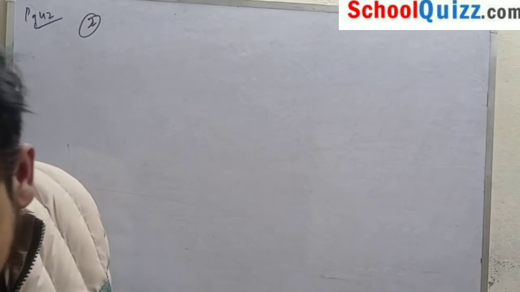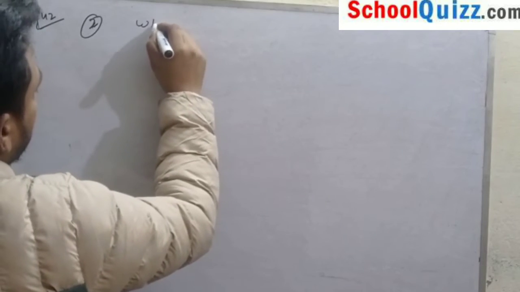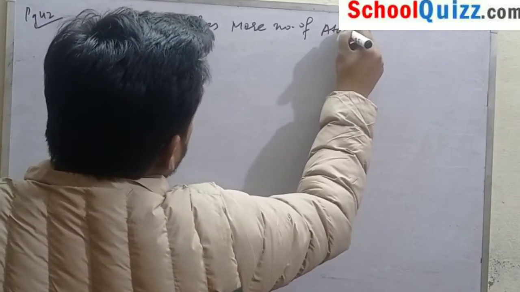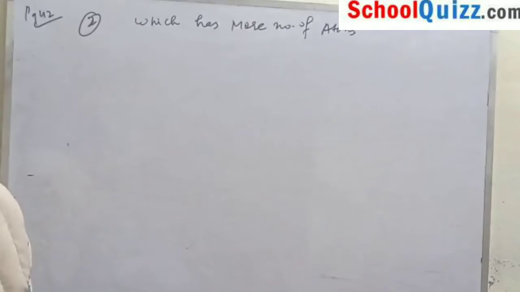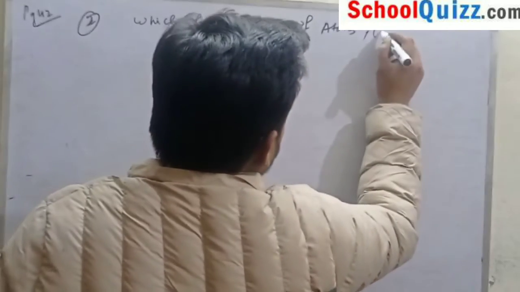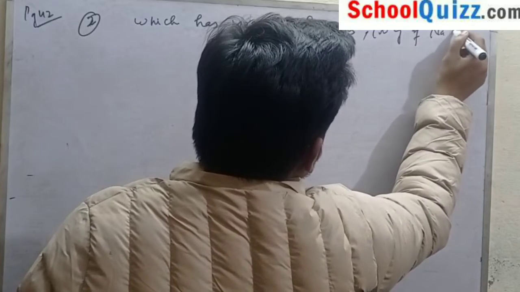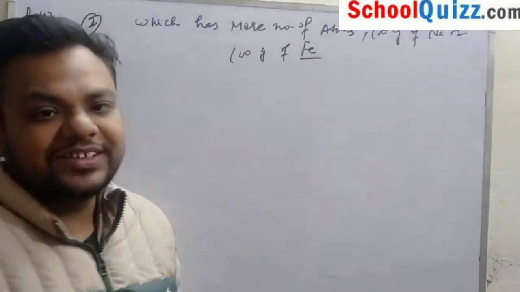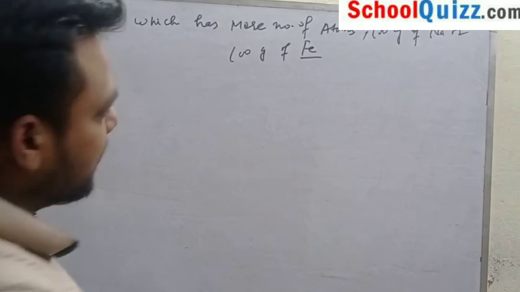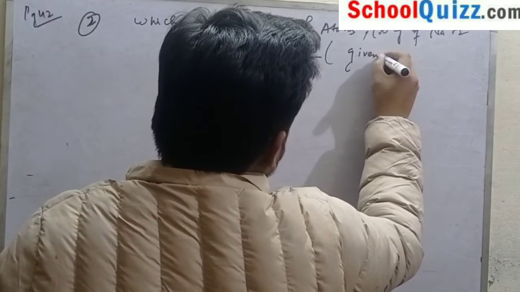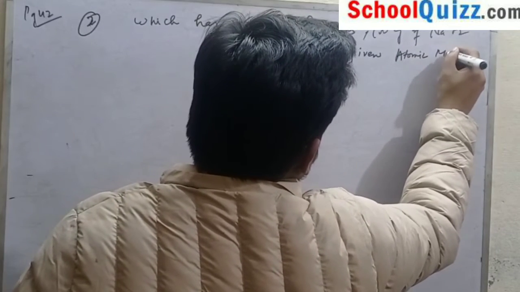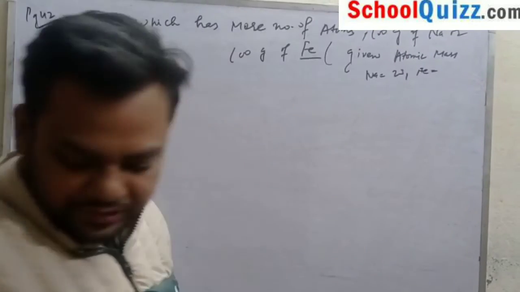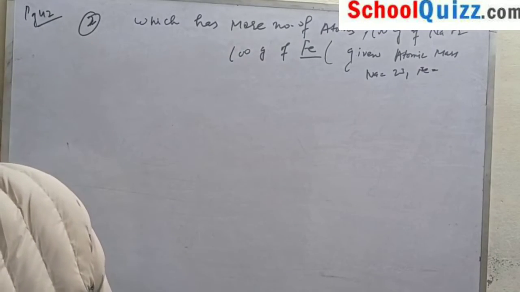Second question is, which has more number of atoms: 100 grams of sodium, or 100 gram of iron, Fe is iron? The atomic masses are given: sodium 23, and iron's atomic mass is 56 u.